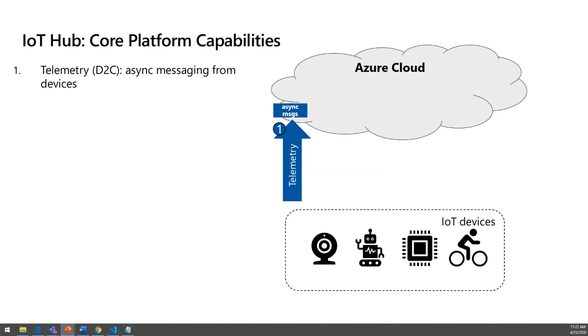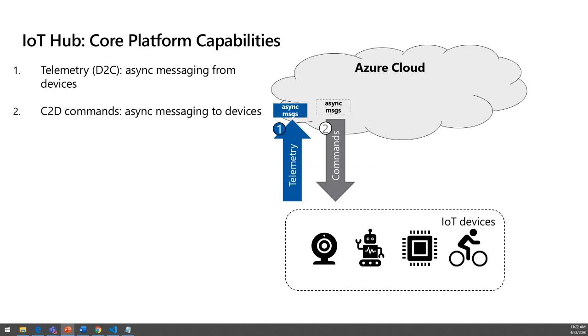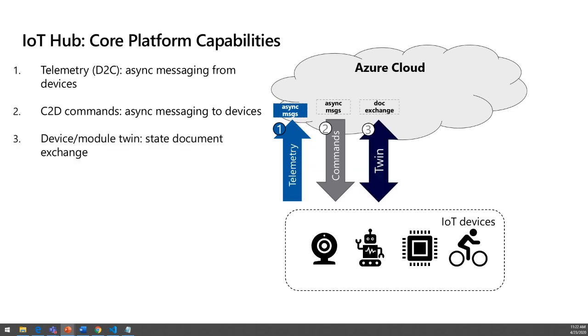One of the first things is being able to send telemetry from devices. I think that's one of the biggest reasons why people use IoT Hub, just to be able to send that telemetry, and then also being able to send commands down, messaging back to devices. And the third thing is device and module twin. Really, this is the state document exchange.